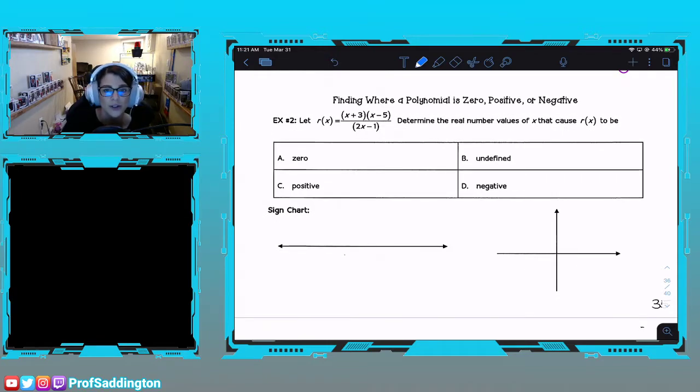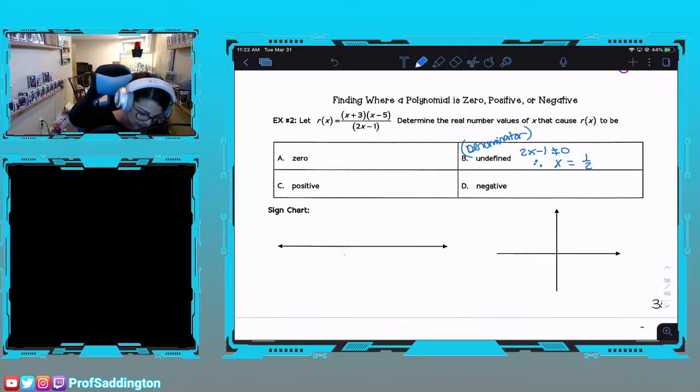Finding where a polynomial is 0, positive, or negative. So with this one, there might be some undefinedness. We have to look at the denominator. Okay. So if I have 2x minus 1, we know it's not allowed to be equal to 0. So if you solved for x, we would get 1/2. So this function will be undefined, an asymptote at positive half.